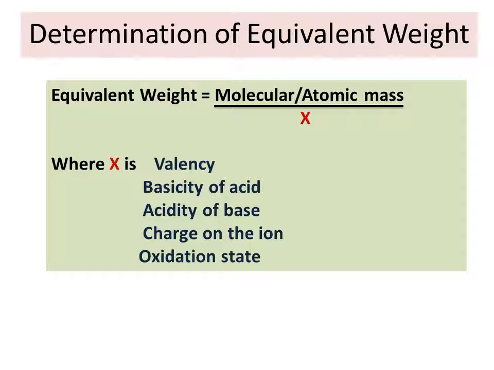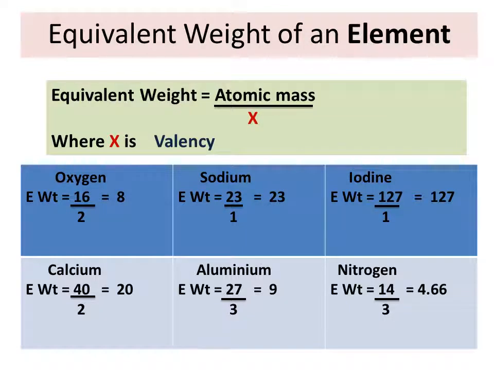So let us one by one understand how we are going to apply this equation. Now let us try to find the equivalent weights of elements. So how are we going to calculate that? For that we will use the expression we have talked about: equivalent weight is equal to atomic mass upon that factor x. Because we are talking about elements, it is valency. So let us apply that.